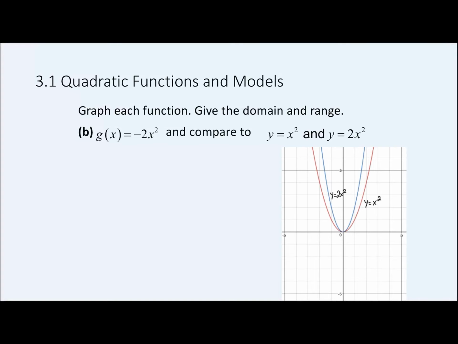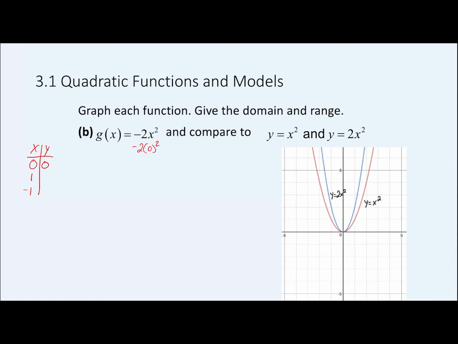So what I want us to do here is graph this function g of x equals -2x squared, and compare that to the graph of x squared and 2x squared. x squared is the one in red that you can see on the screen. 2x squared is the one that you see in blue. If we were to make a table, that is a pretty easy way to graph this.